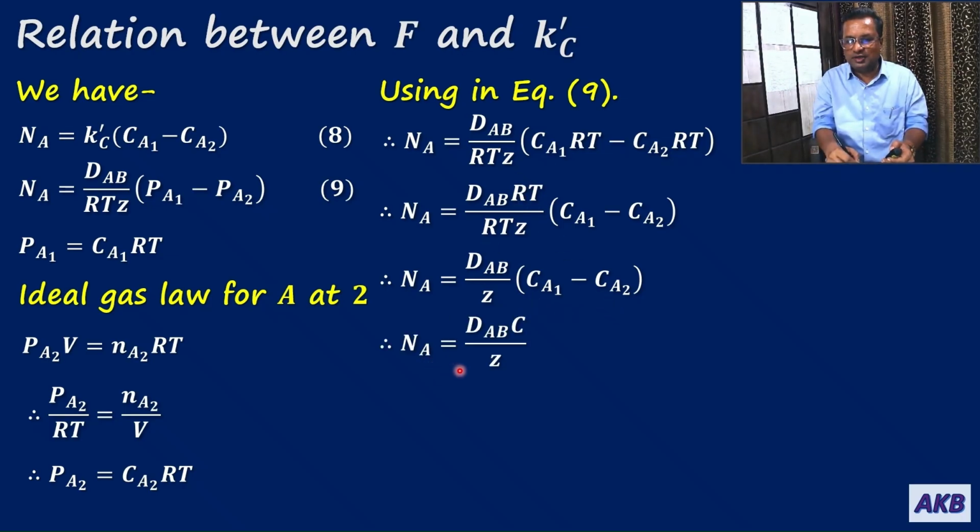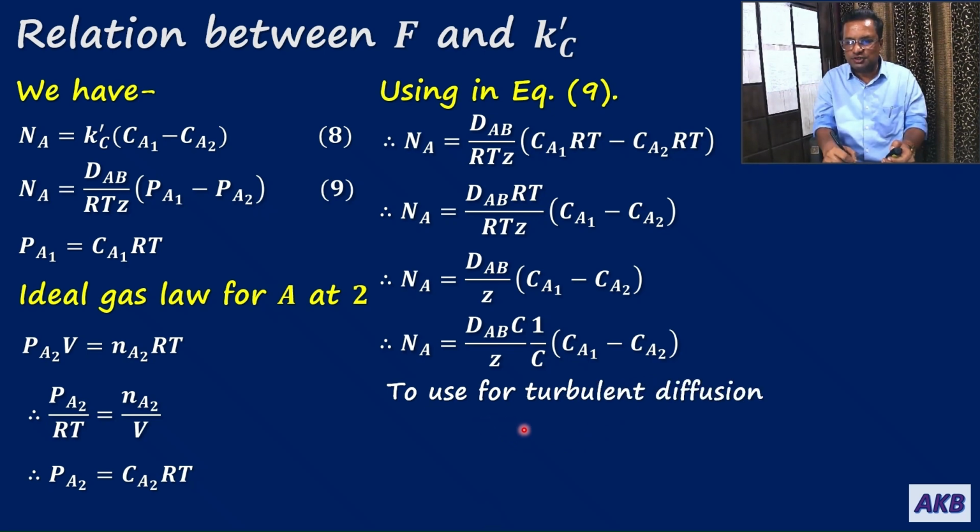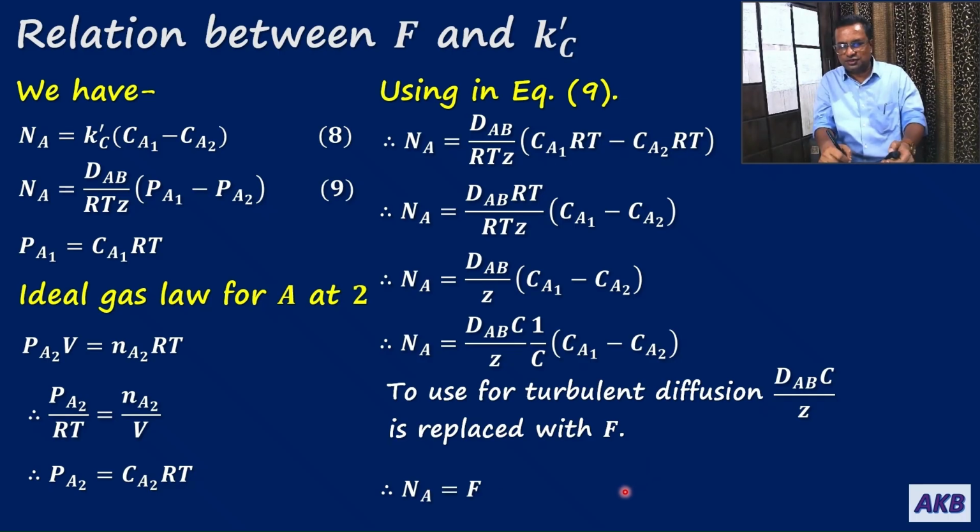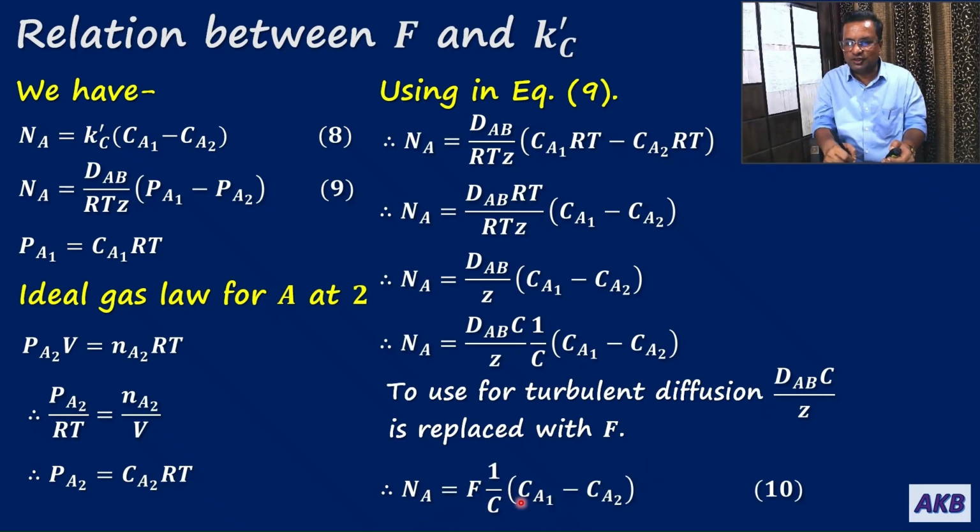And in the next step, I will multiply with C and divide with C in order to get the group DAB C/Z. So therefore, Na will be equal to DAB C/Z × (1/C) × (Ca1 − Ca2). And in order to use this equation for turbulent diffusion, the group DAB C/Z is to be replaced with F, the F-type mass transfer coefficient. So if we do that, it will be Na = F × (1/C) × (Ca1 − Ca2). And now I am going to call this equation number 10.